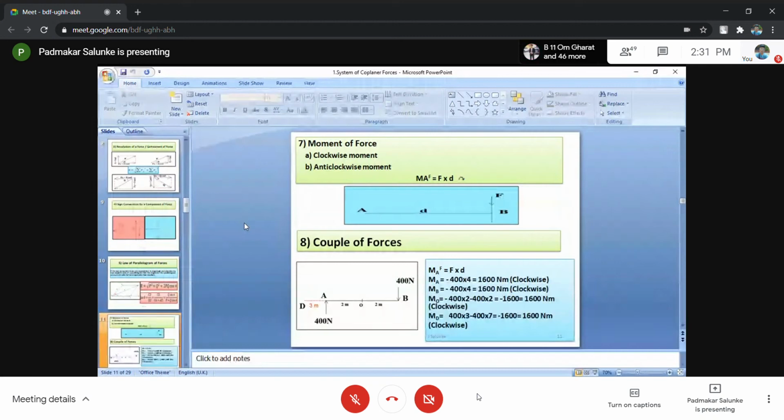Moment of a force is the product of force and perpendicular distance. The formula used for this is force multiplied by perpendicular distance. A perfect example of moment of a force is the closing and opening of the door.